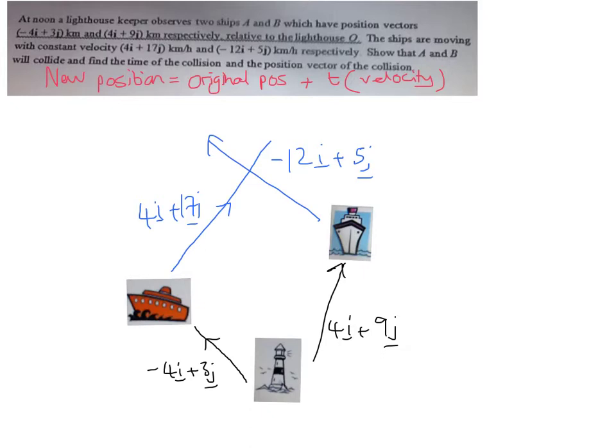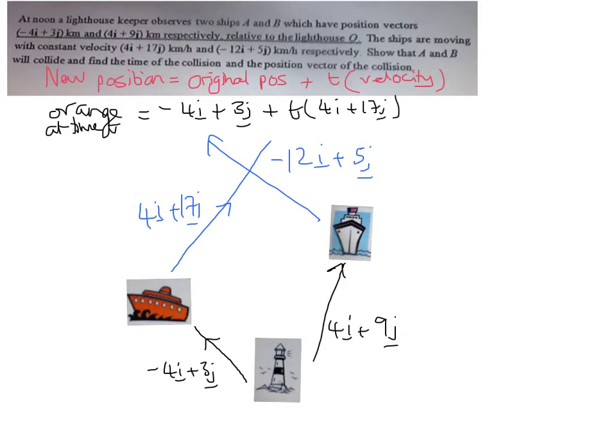It's fairly obvious, but you can think of it as a formula or just as obvious. So for example, if I wanted to make a vector equation telling me where the orange ship is at any given time. The orange ship at time t is going to be at its original position, -4i plus 3j, plus t lots of its velocity vector, 4i plus 17j.